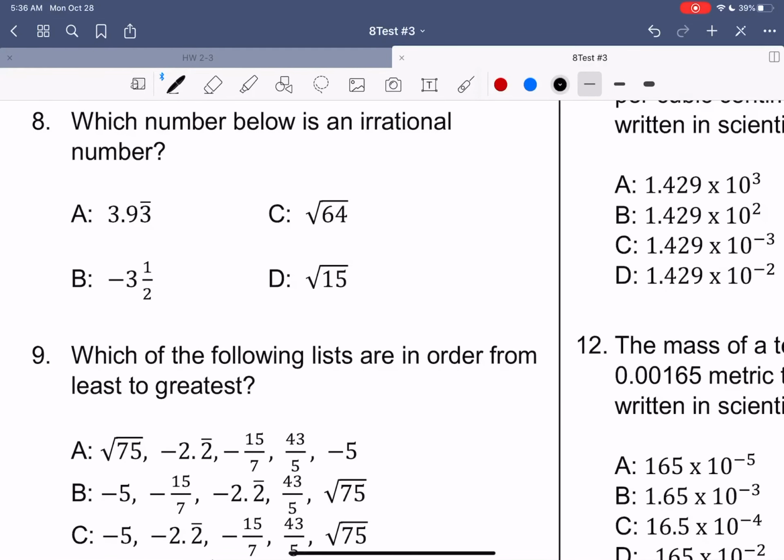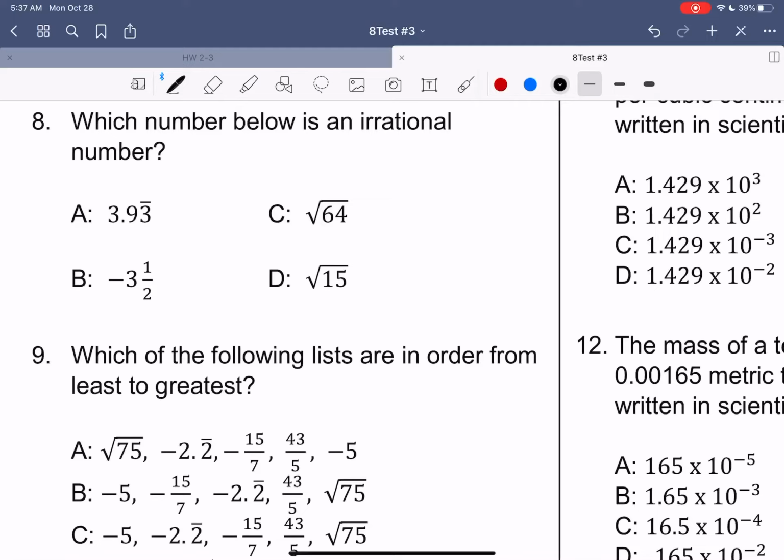Which number below is an irrational number? Okay, an irrational number is, if we remember from the Venn diagram, the category that's on the outside. It's in its own category. So irrational numbers have decimals that can't be written as fractions.